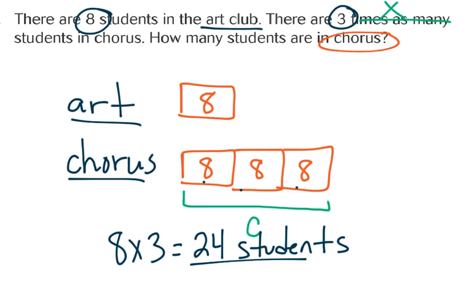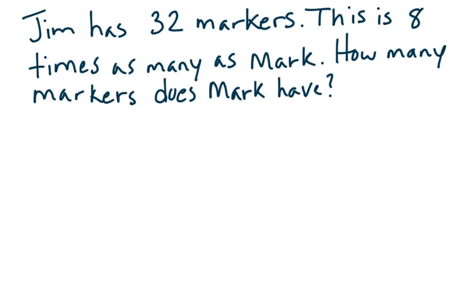We're going to look at one more problem, and I want you to give this problem a shot before I work it out. So here's our problem. Jim has 32 markers. This is 8 times as many markers as Mark. How many markers does Mark have? Go ahead and try this problem. See if you can get to an answer.